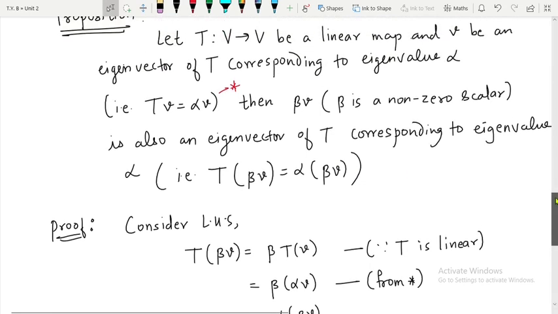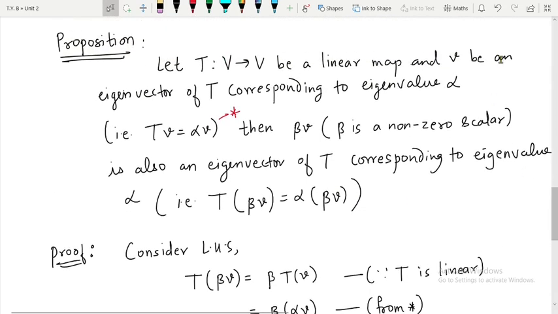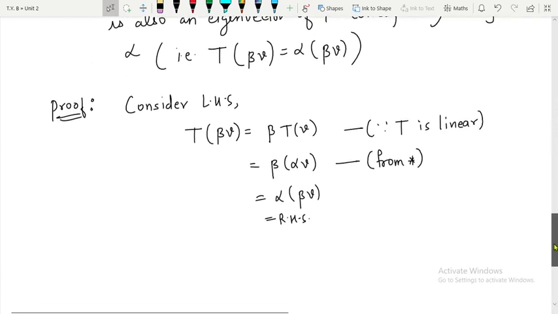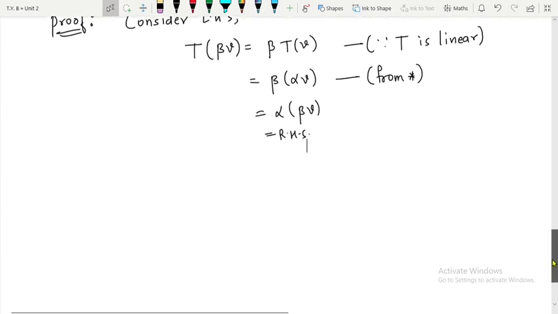Therefore I said always say an eigenvector, never say the eigenvector. Even the MSc students make this mistake, so keep it in mind.